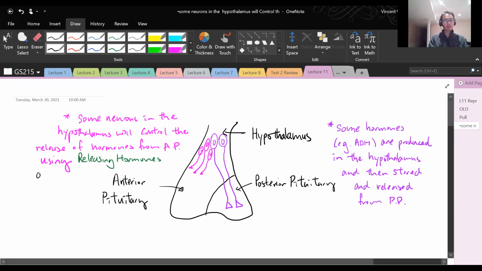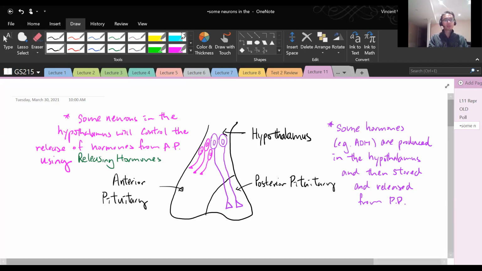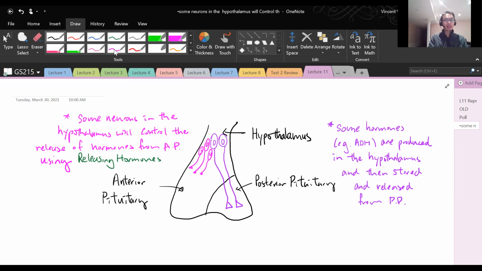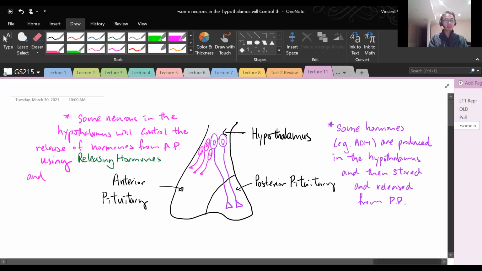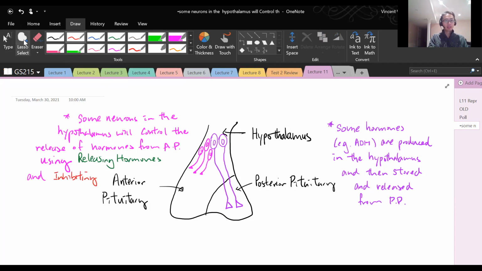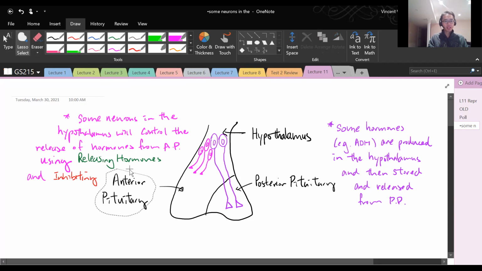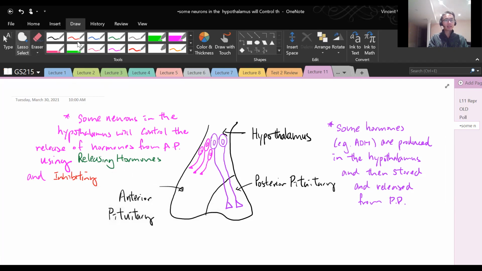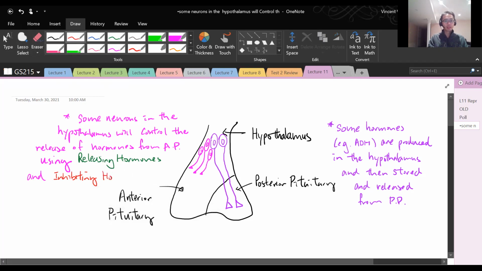and inhibiting hormone. It's kind of like, you know, green light, red light for the anterior pituitary.